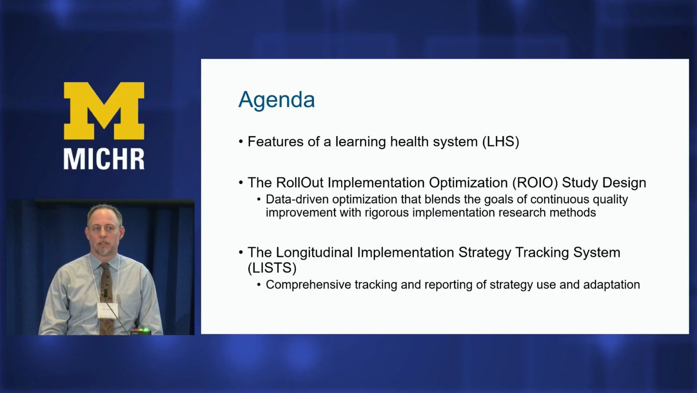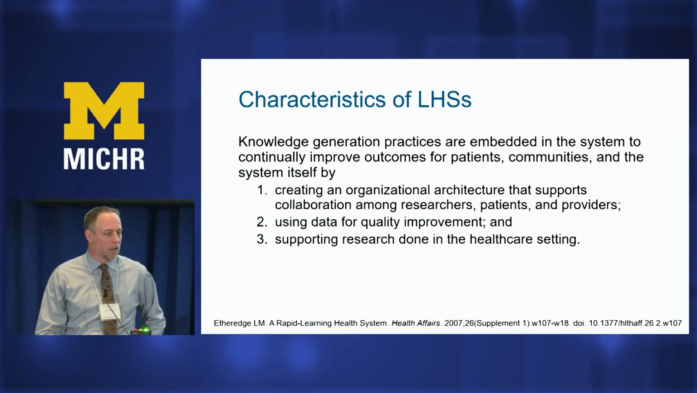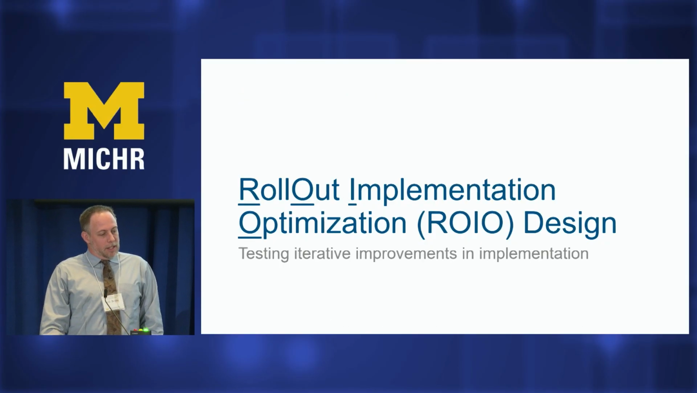So the 2 main methods that I'm going to talk about are the Rollout Implementation Optimization study design, or the ROIO, which is a data-driven optimization approach that blends the goals of quality improvement with rigorous implementation research methods. And then also a way of tracking implementation strategy use and adaptation, which is really critical for understanding how optimization actually works and how you can attribute changes, of course, in any sort of between-site comparison. And then I'll sprinkle in a couple of others as we go. Skip. Thanks, Amy, appreciate that.